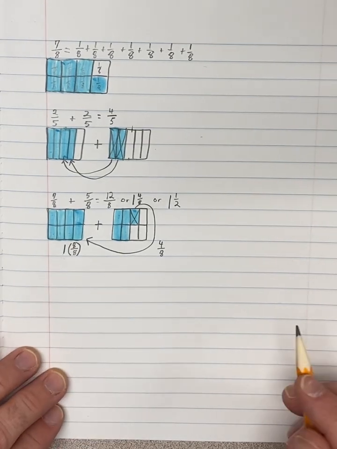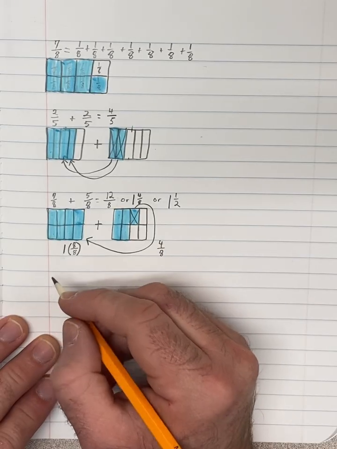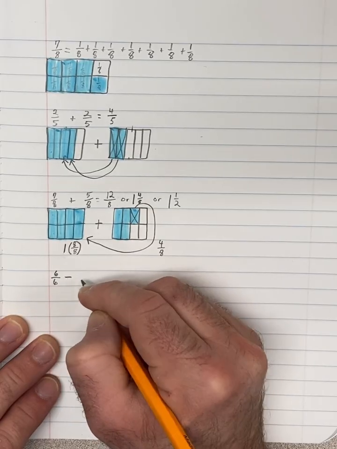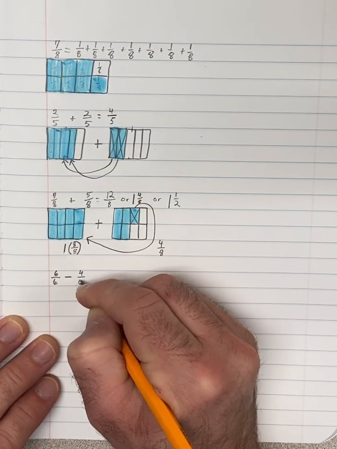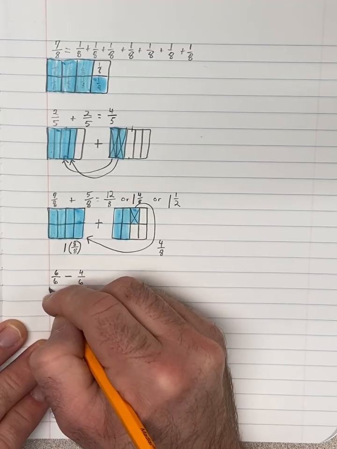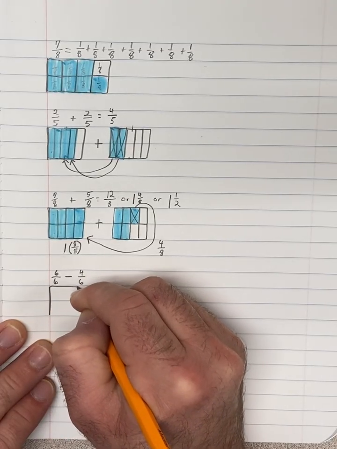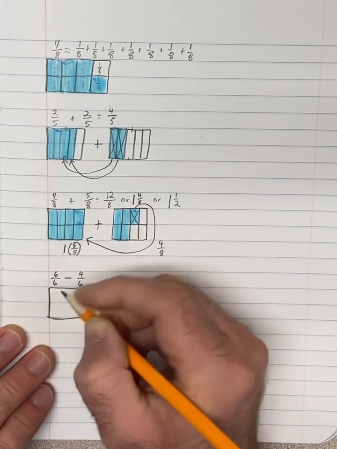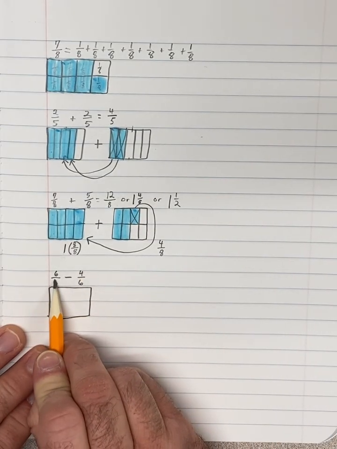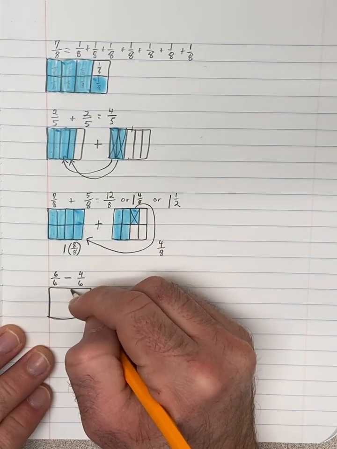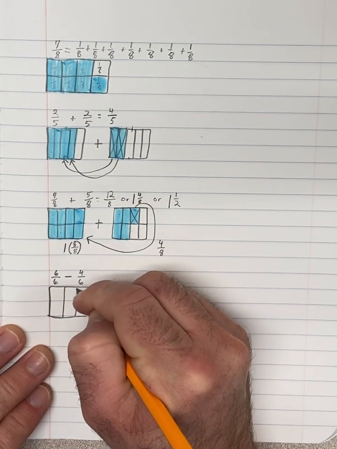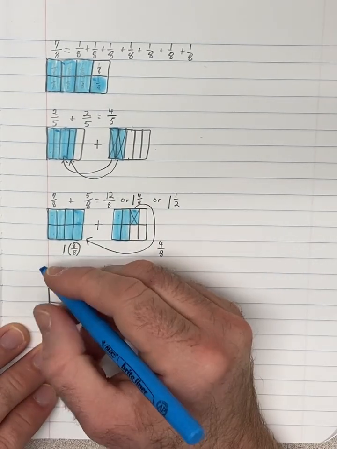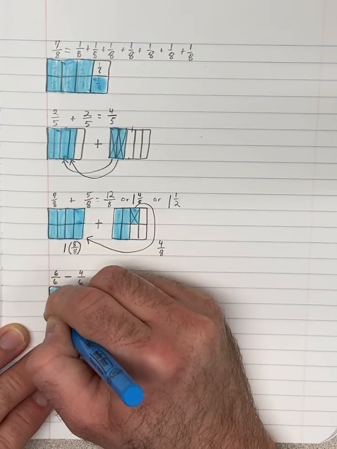Now let's look at an example of subtraction. Let's look at the fraction 6/6 minus 4/6. In subtraction, I'm going to draw one model. I'm going to draw a model of the fraction that I'm beginning with, 6/6. I've got a whole. So I'm going to shade all 6 of these in.